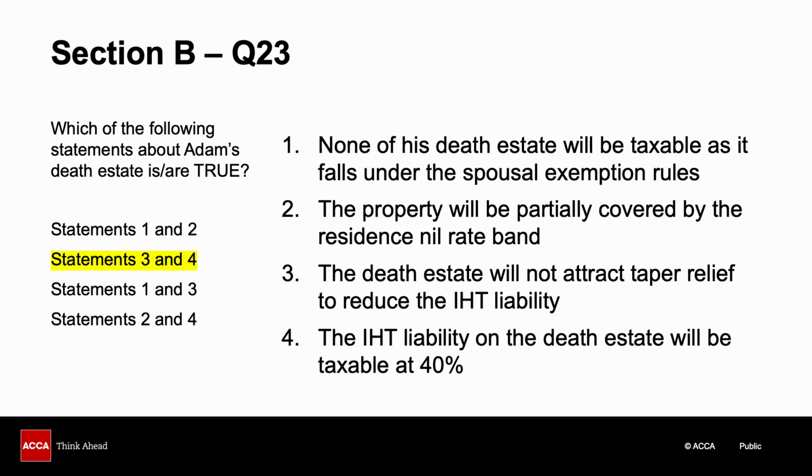Next statement is the property will be partially covered by the residence nil rate band. No, it won't, because it wasn't left to a direct descendant, it was left to the girlfriend. So statement 2 is not correct either. So even without reading statements 3 and 4, you're left with that being the correct answer. But let's just double check them just to make sure.